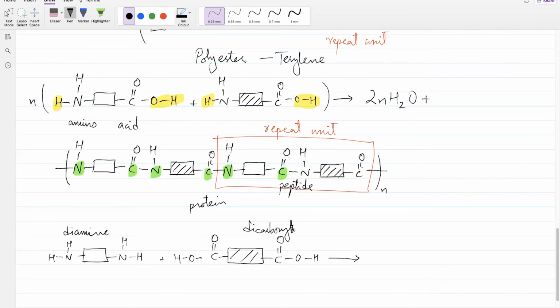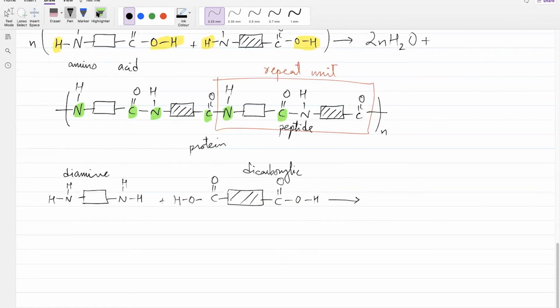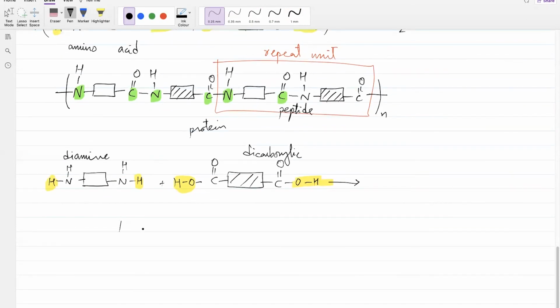Okay. What happens here? Now this diamine, obviously I'm going to remove water. So H from here, OH from here, H from here, OH from here. I just remove that. And what have I left with? I'm left with this on the left side.